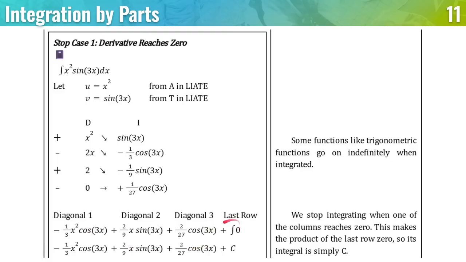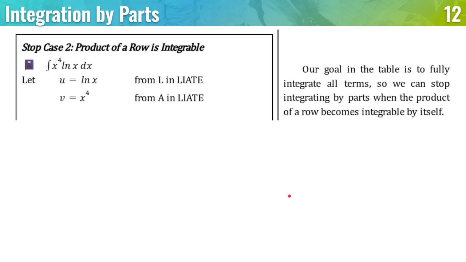Now for the last row, there is nothing there since 0 times this is going to become 0. So the integral of 0 is going to become c. So we stop integrating when one of the columns reaches 0. Next, when the product of a row is integrable. Since our goal in the table is to fully integrate all the terms, we can stop integrating by parts when the product of a row becomes integrable by itself.